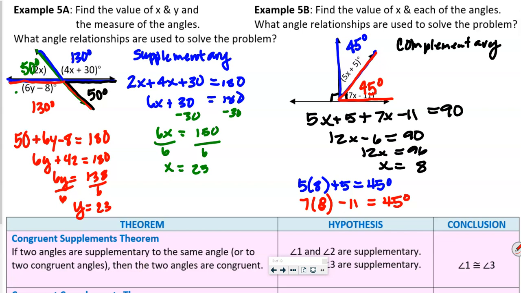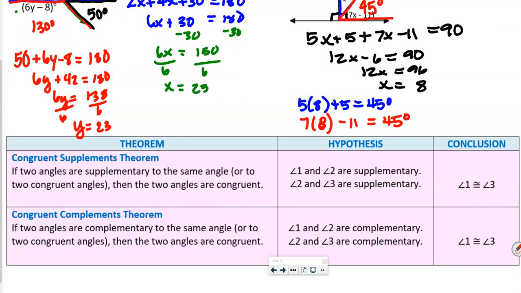It says if two angles are supplementary to the same angle or two congruent angles, then the two angles are congruent. So basically, if 1 and 2 are supplementary and 2 and 3 are supplementary, then that means 1 has to equal 3, right? Because notice this one that's repeated right here. So if 1 is supplementary to 2 and 2 is supplementary to 3, then 1 has to be congruent to 3. Same thing with congruence.